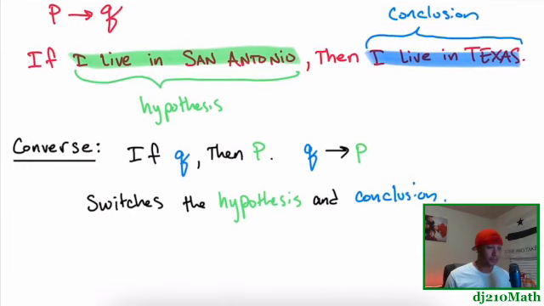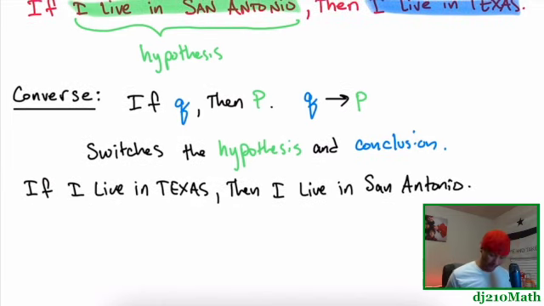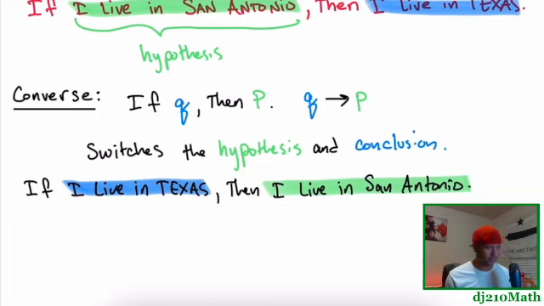The converse switches the hypothesis and the conclusion. So the converse of the conditional statement, if I live in San Antonio, then I live in Texas, would be as follows: if I live in Texas, then I live in San Antonio. Now the conclusion in the conditional statement comes first, right after the if, and the hypothesis from the conditional statement comes second after the then. Now, the truth value for the converse may or may not always be true. In this particular case, if I live in Texas, then I live in San Antonio, that's not necessarily true. This is actually false.